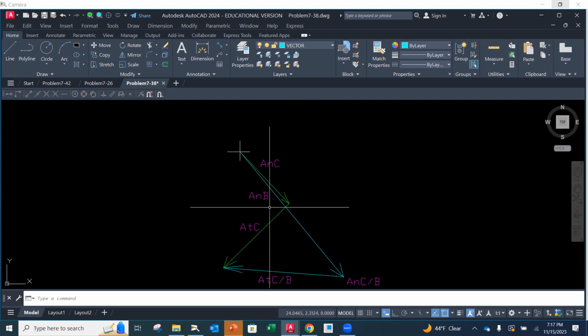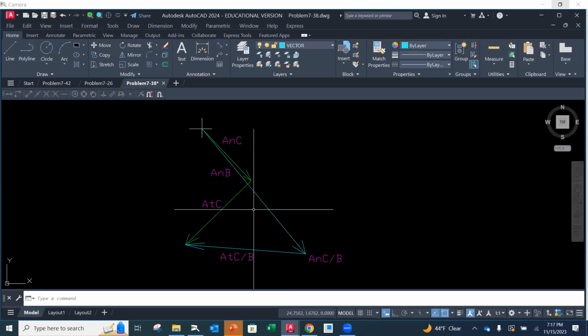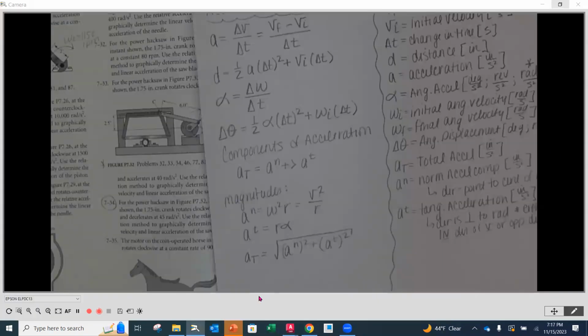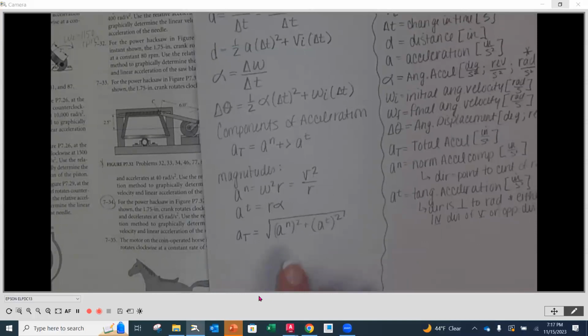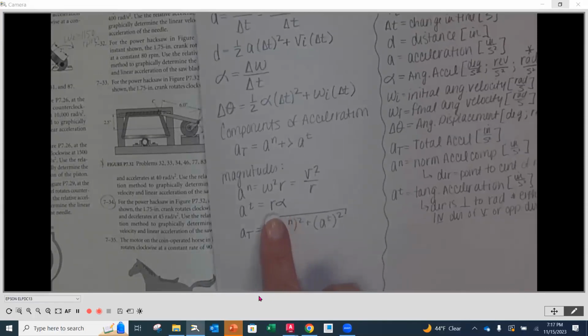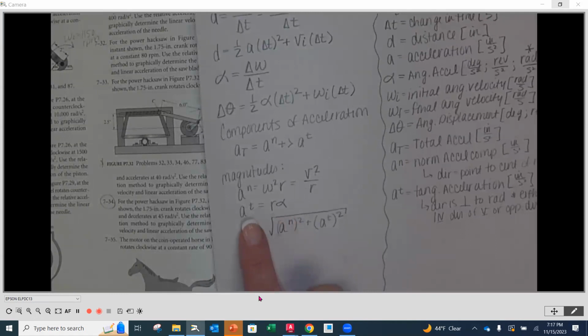Now, we're trying to find the angular acceleration of link number 4. So if we look back at our equation sheet, my angular acceleration is right there. So what I need is that tangential component, right? I need to measure the tangential component in order to be able to calculate my angular acceleration of that link, right?